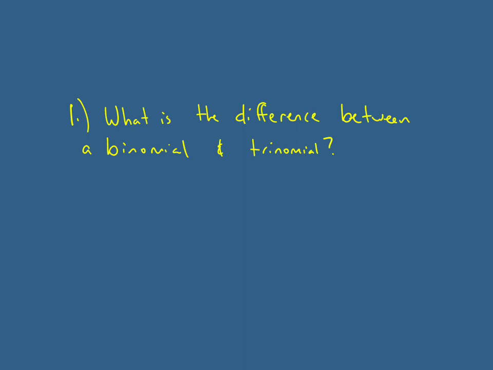Number 1, what is the difference between a binomial and a trinomial? That should be pretty easy. A binomial has 2 terms. A trinomial has 3 terms. That's it for number 1.